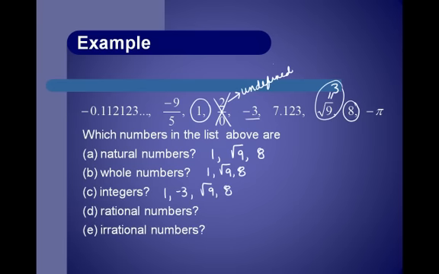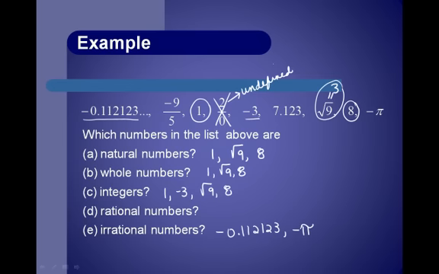Let's pull off the irrationals first. Irrationals are decimals that never end and never repeat. So we've got this number, negative 0.112123, never ends, never repeats. We do not have any other long numbers. We do not have any square roots that are not nice square roots. This time we've got negative pi. Well, because pi is irrational, negative pi will also be irrational.